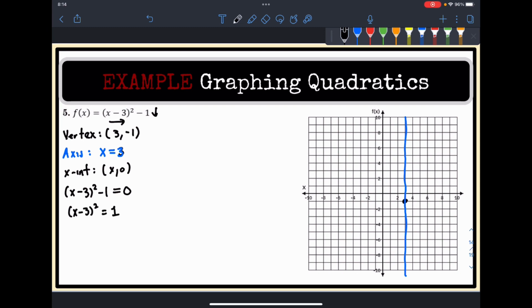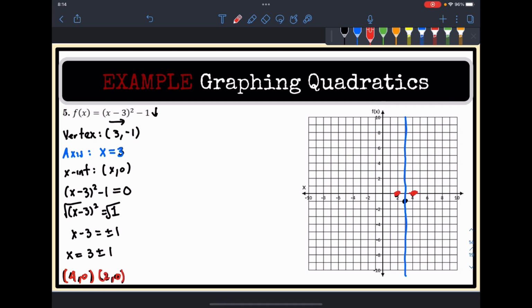We're going to take the square root to get rid of the square. And then we're going to add 3 to both sides. And there's two possibilities now. I can get 3 and add 1, which is 4. So one of our intercepts is at (4, 0). Or the second option is to get 3 and subtract 1, which is 2. So we're going to cross the x-axis at +2 and at +4. And you know what? Let me do those in red. (4, 0), (2, 0).